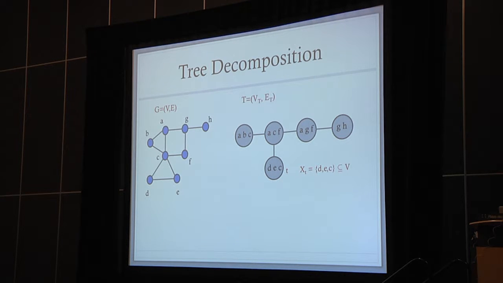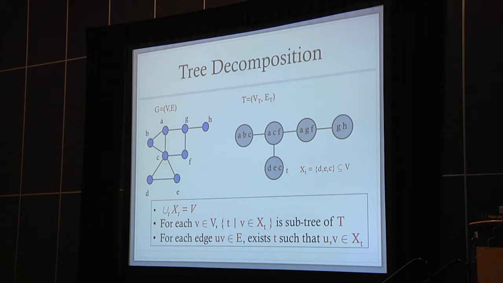Okay, it has to satisfy some properties, and there are 3 properties that it needs to be satisfied by these subsets, and they are natural properties. One is that every vertex of this graph has to be in at least one of these bags, they are called. Okay? At least one of these bags. So that means the union of these bags has to be the vertex set of the graph.